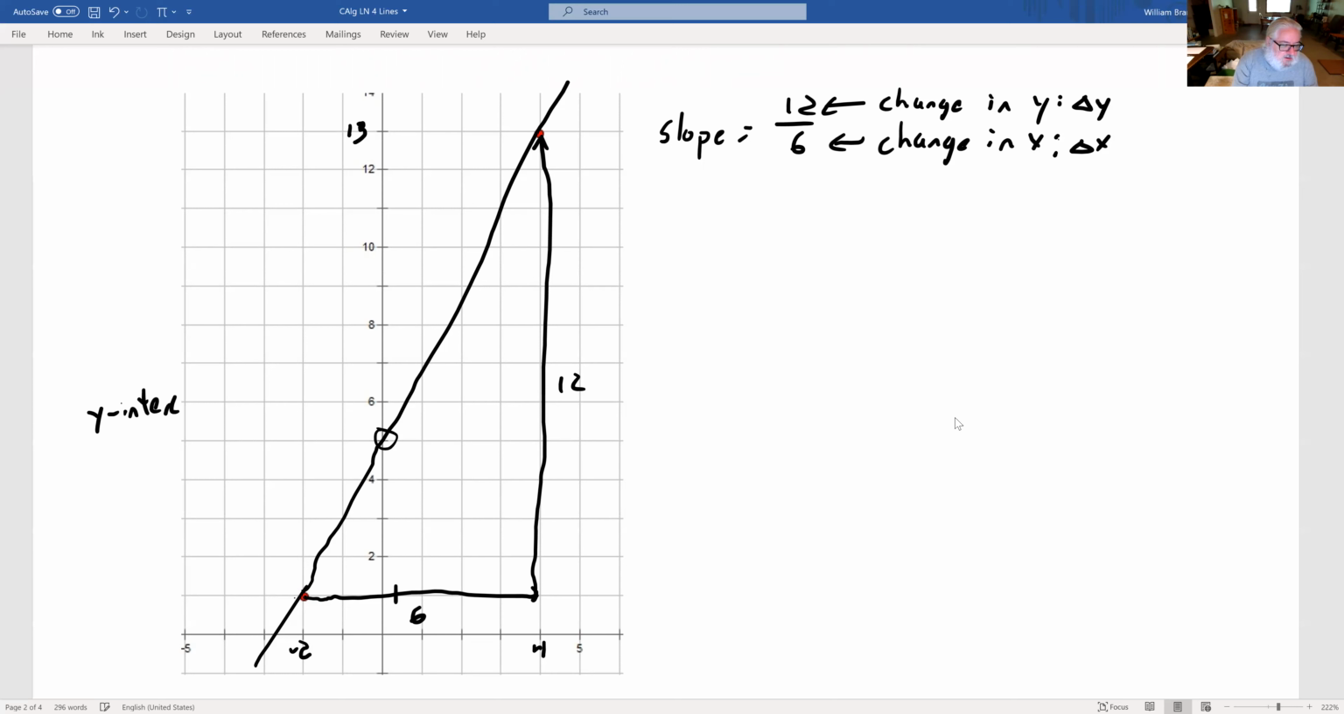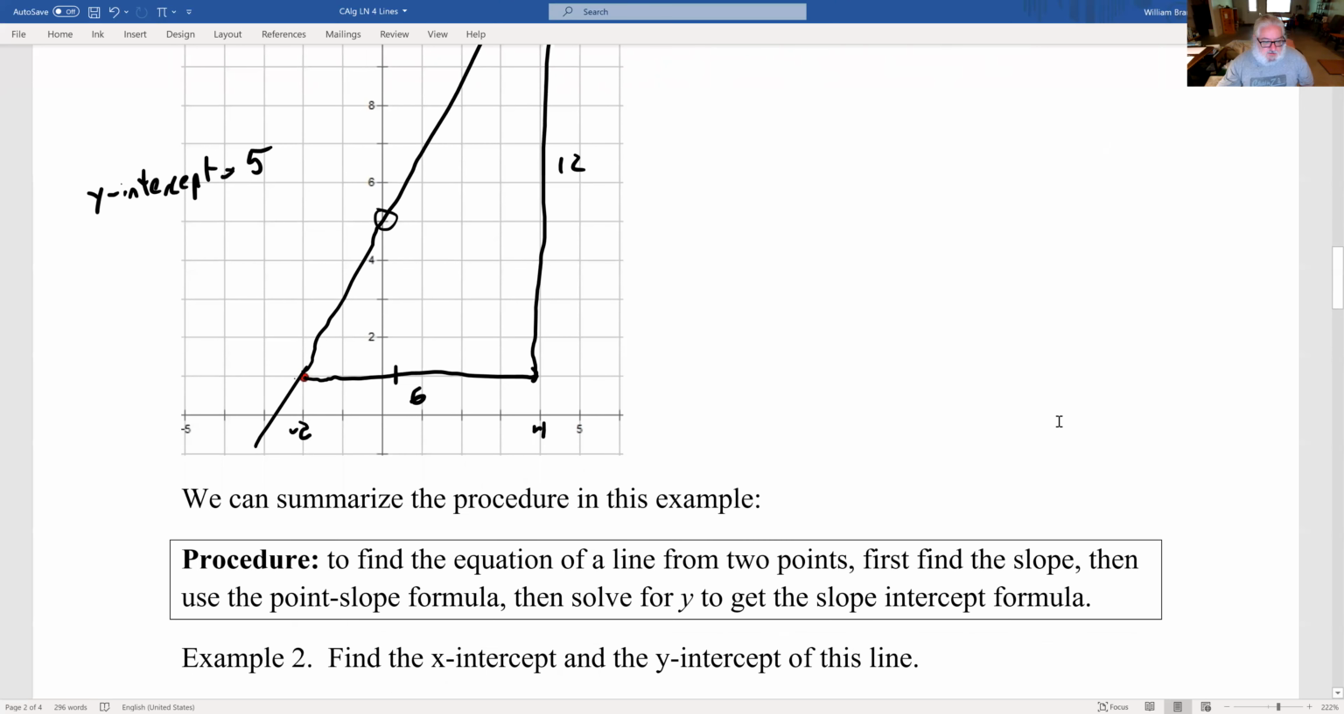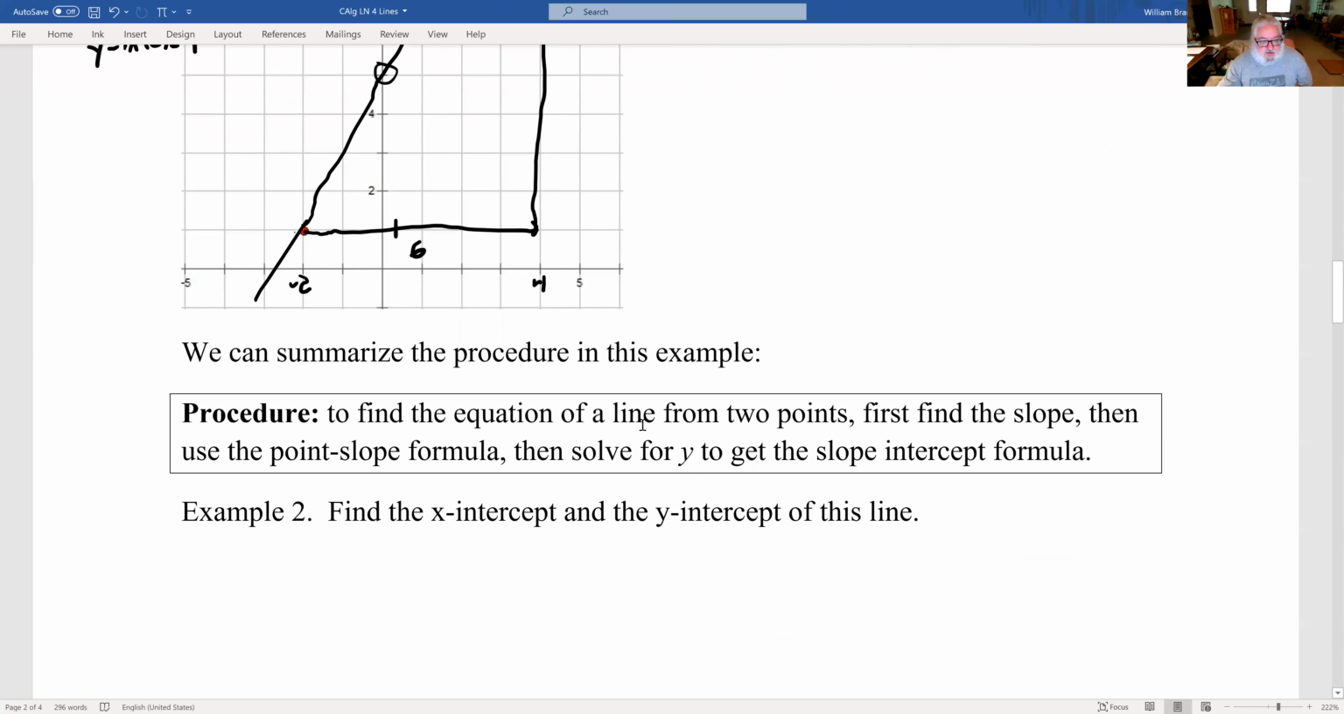As we saw before. Okay, so to summarize the procedure in this example, to find the equation of a line from 2 points, first thing you do is find the slope, find m, then use the point slope formula, y minus y1 equals m times x minus x1, and then solve for y to get the slope intercept form.